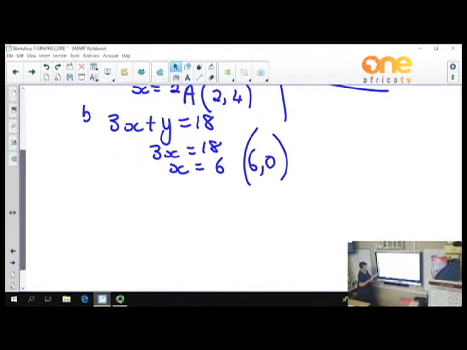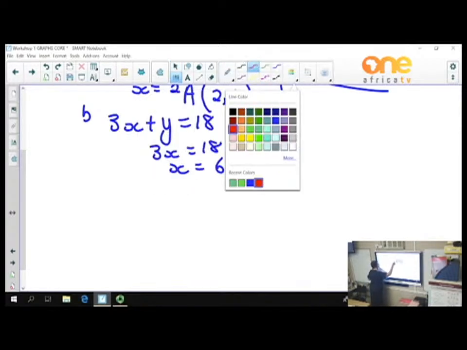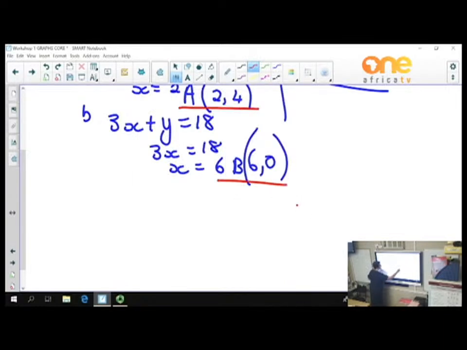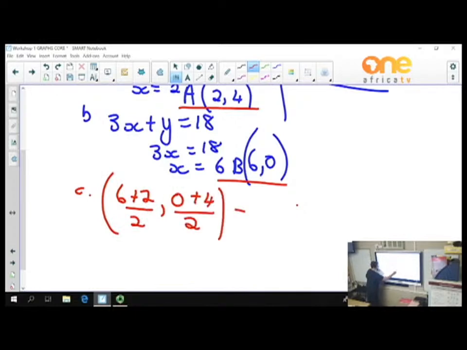And then the next one, find the coordinates of the midpoint M joining the line A and B. Now, we have the coordinates of A and the coordinates of B. So this is the two that you are working with, this one and this one. And now we have to find the midpoint. So it's just the midpoint formula. 6 plus 2 over 2. You can't say that this is difficult. 0 plus 4 over 2. It's just my formula. And the answer is then (4, 2). So the midpoint is (4, 2).